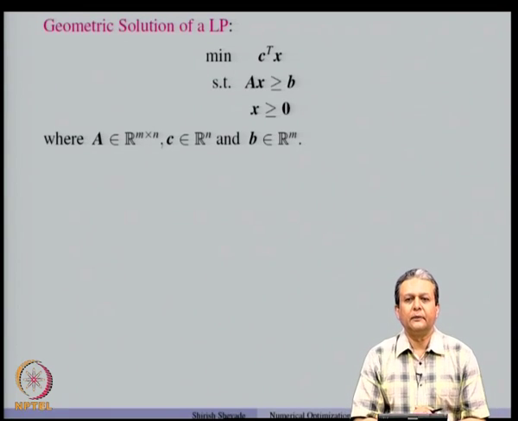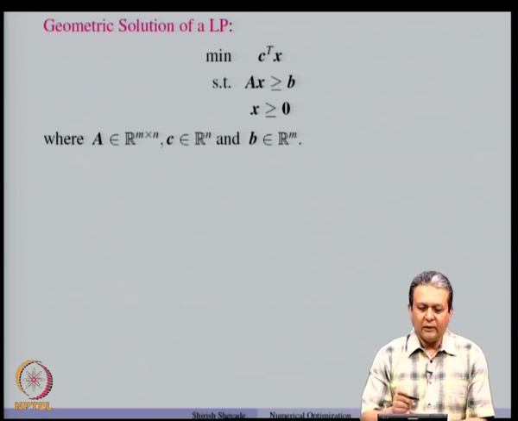Now, let us look at the geometric solution of an LP. To understand how to solve a given linear programming problem, the geometric solution gives us a good idea, and that can be used to devise efficient algorithms to solve a linear program. This geometric solution typically is useful when a linear program is in 2 dimensions. So, we will consider some such cases and show how the geometric solution of a given linear program can be obtained.